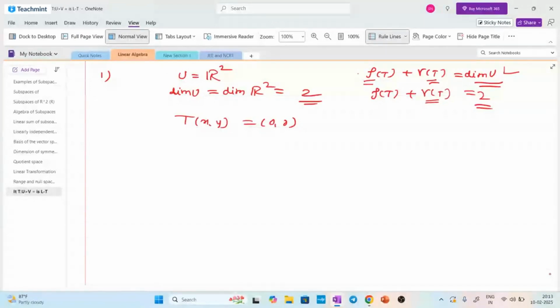Right? What has he given? They have given T of (x, y) is equal to (x, minus y) is equal to (0, 0). Right? Both are equal. This implies that x is equal to 0 and y is equal to 0. Look, here x equal to 0 came, y equal to 0 came. This implies that kernel of T contains only (0, 0).